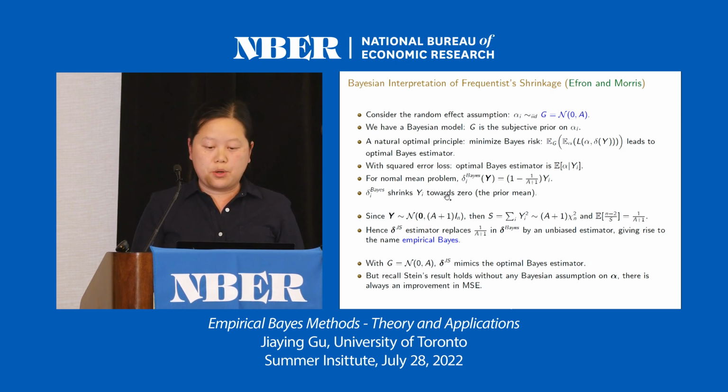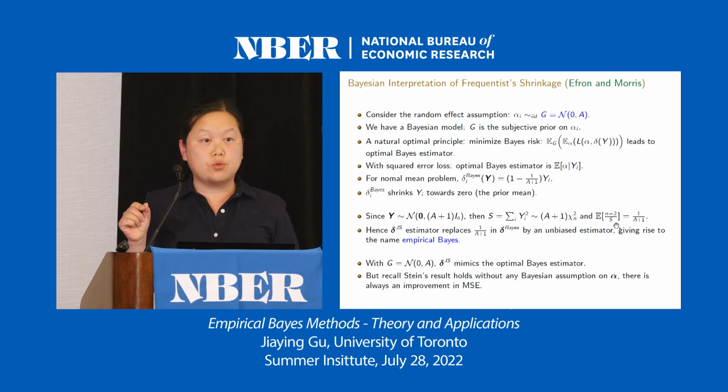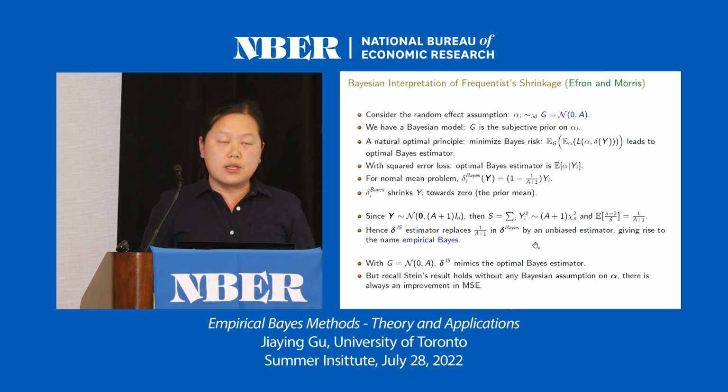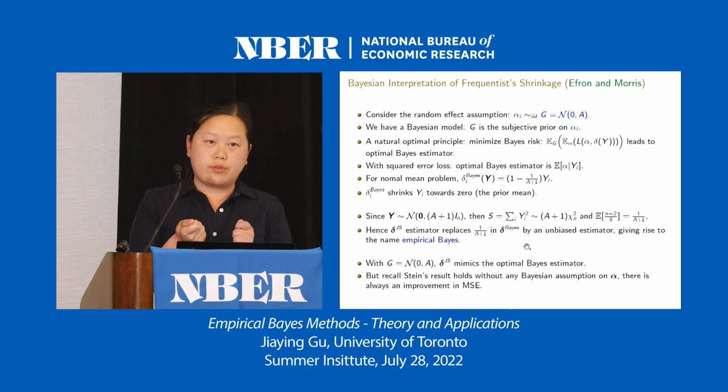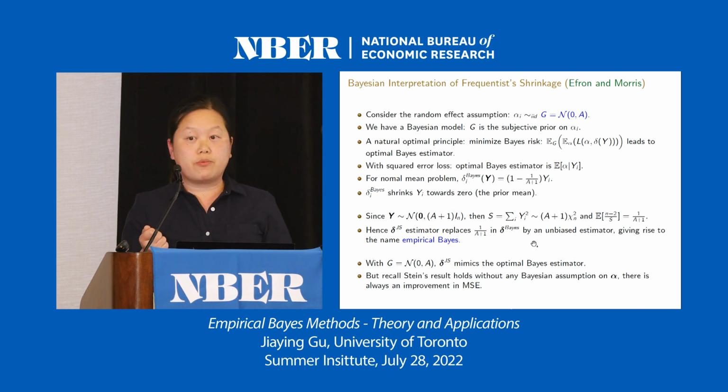For the normal mean problem, this posterior mean is going to take this linear shrinkage form, where the shrinkage factor depends on the variance A, which appears in the prior. Now notice that the marginal distribution of y in the normal mean model is this multivariate normal with this variance-covariance matrix. So the sum of the squares is going to follow a scaled chi-square. Then we can find an unbiased estimator for the shrinkage factor, which is exactly the shrinkage factor in the James-Stein estimator, n minus 2 divided by the sum of squares. So in essence, the James-Stein estimator basically replaced the unknown shrinkage, here 1 over A plus 1 in the Bayes estimator, by an unbiased estimator that comes from the data.